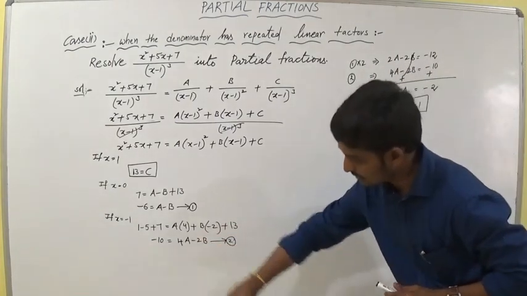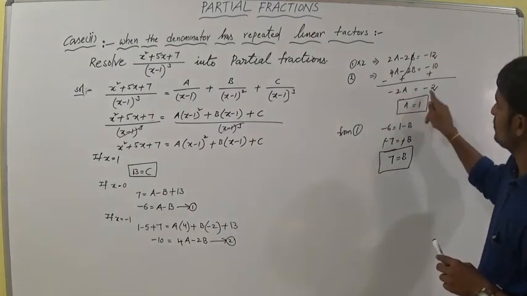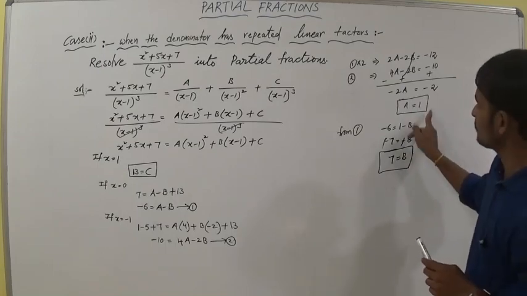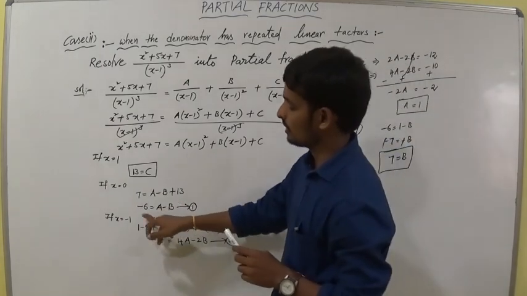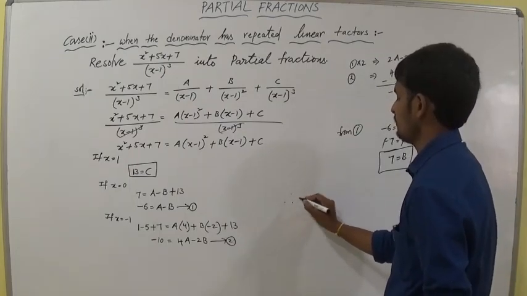I am taking the second equation as it is: 4a minus 2b is equal to minus 10. The 2b's are cancelled, and we get the value of a. If you substitute a is equal to 1 in equation 1, I am getting the b value. Therefore, final answer. What is that?